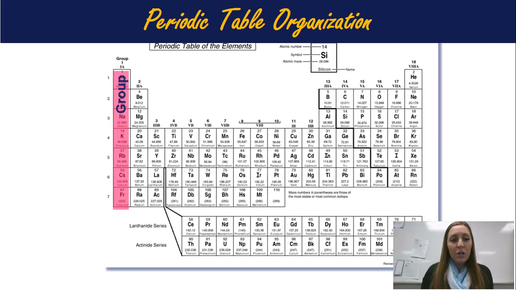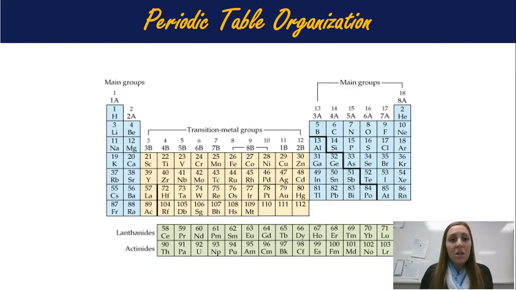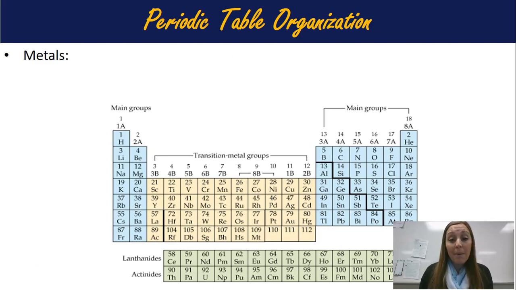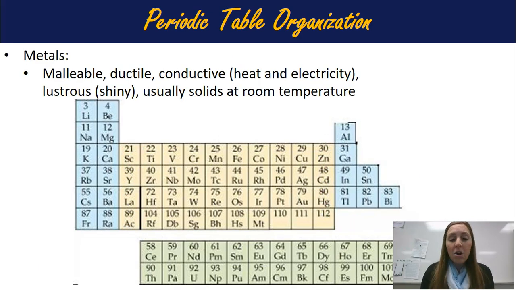All right, so again, groups are up and down, and periods are left to right. So let's talk about what makes up the periodic table. There are 3 main regions of the periodic table: metals, nonmetals, and metalloids. Let's go through each. So first, what are metals? Here are all the metals of the periodic table.